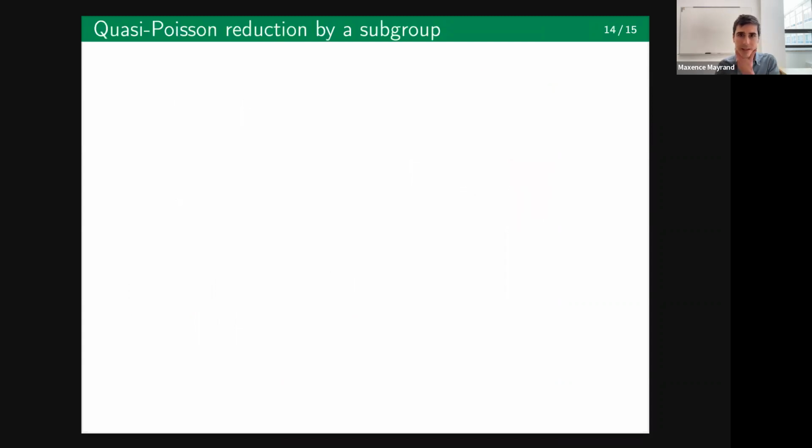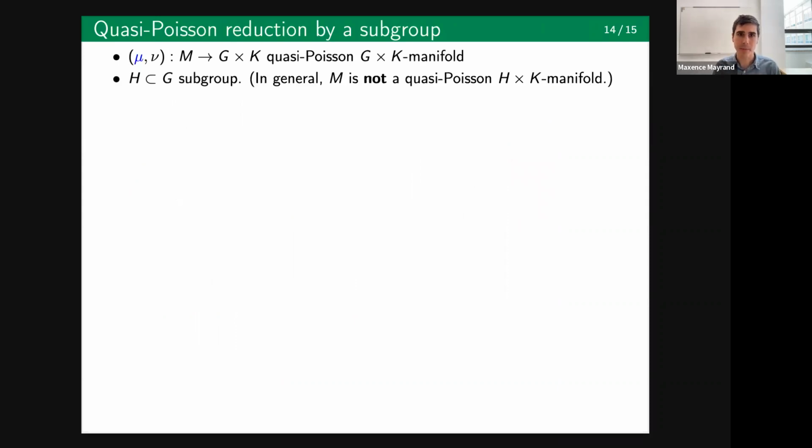Another thing we get is a notion of quasi-Poisson reduction by a subgroup. So if you have a quasi-Poisson G cross K manifold and H a subgroup, then in general it is not the case that we get a quasi-Poisson H cross K manifold. Unlike the additive case, where if you have a Hamiltonian G space and a subgroup of G you always get a Hamiltonian H space, this does not necessarily hold for quasi-Poisson manifolds, because for one thing there's no canonical map from G to H in general.